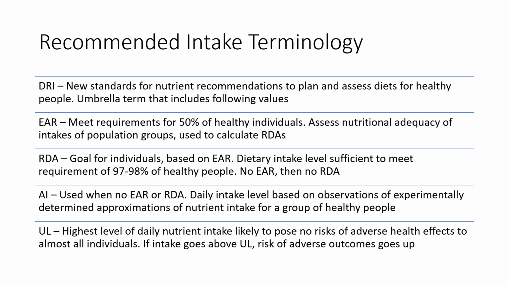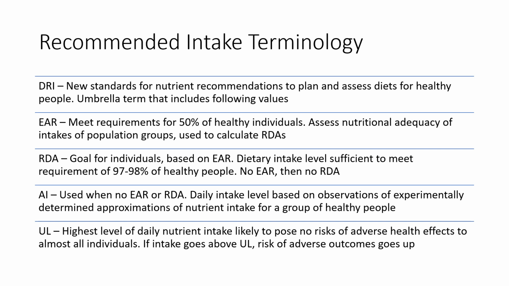Our RDA is going to be a recommended dietary allowance, and it's a goal for individuals that is based on the EAR. So this is based on their estimated average requirement. The dietary intake level is sufficient to meet requirements of 97 to 98% of healthy people. If we didn't have an EAR, we would have no RDA essentially. We then have our AI, which is our adequate intake. This is going to be used when there is no EAR or RDA. So this is a daily intake level based on observations of experimentally determined approximations of nutrient intake for a group of healthy people. So this is a value used when we don't have an RDA and we don't have an EAR.